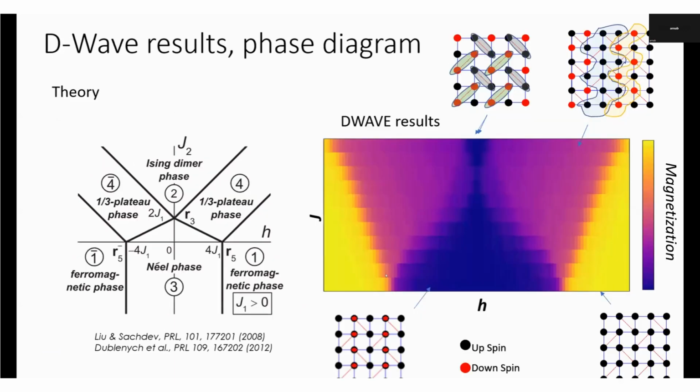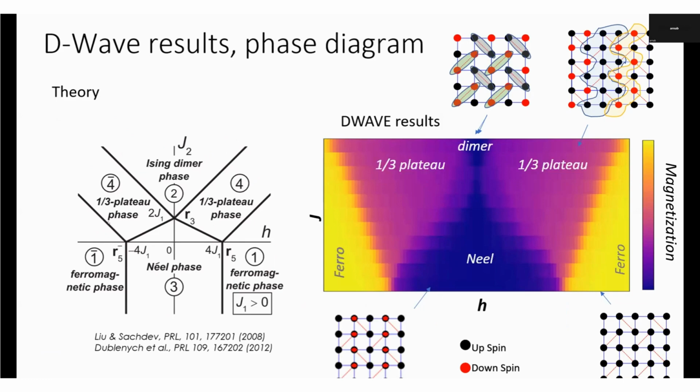And this is the compilation of all the runs that we did. And what we find is that when we plot the magnetization as a color plot, then we see the ferromagnetic phase, the 1/3 phase, the dimer phase, the Neal phase, the 1/3, and the ferromagnetic. You see this W type of pattern here, which is exactly what this phase diagram is. So as you could see, we were able to exactly get the phase diagram, but using a D-Wave quantum annealer, which is basically what we claim.